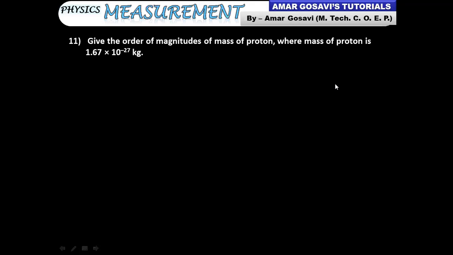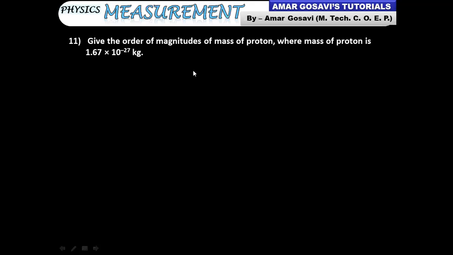So here is the question, friends. Give the order of magnitude of the mass of a proton, and the mass of the proton is given to you as 1.67 into 10 raised to minus 27. So can anybody depict what should be the order for this particular number? What should be the order of this? Yes, anybody? I mean, you can give me the order of this quantity.